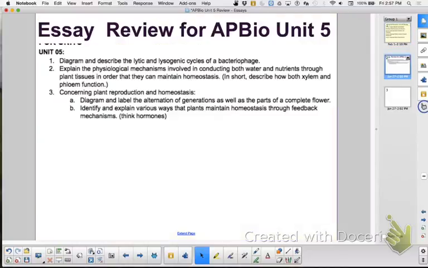Now, we reviewed basically 50 billion chapters, roughly 50 billion, okay? And now look at your essay questions, okay? So the first essay question says, diagram and describe the lytic and lysogenic cycles of a bacteriophage. Do you know the difference between those? Where do they overlap? Could you find 1,000 pictures of those on the internet? Yes. Did we discuss it? Yes.